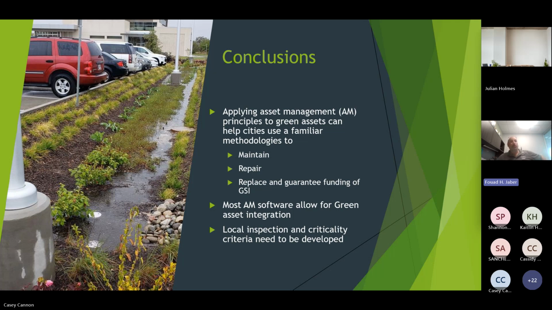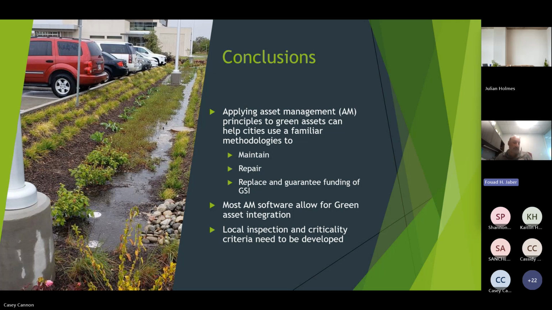Some of the cities here do use asset management software, and a lot of this software now allows you to add green assets in the system, and some of them allow you to add your own inspection form, so you can use the one available here. I do have copies of these in PDF that I will send to Casey, so he can maybe add it to the package he sends you with these presentations. So you can use these and integrate them in your software.